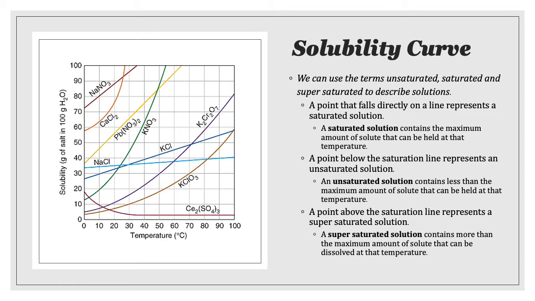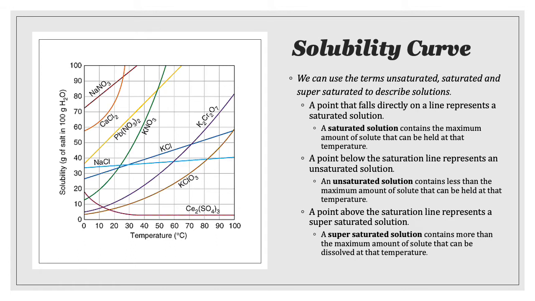All right, so we can use the terms unsaturated, saturated, and supersaturated to describe solutions. A point that falls directly on one of these lines on this graph represents a saturated solution. A saturated solution contains the maximum amount of solute that can be held by water at that temperature. If we're going to use sodium chloride, it's that bright blue line right through the middle of the graph. That's going to be our example for all of these here today, at least for this slide.